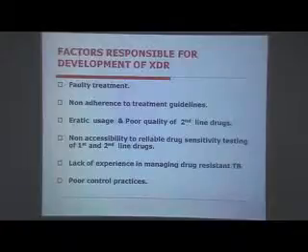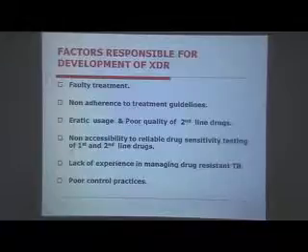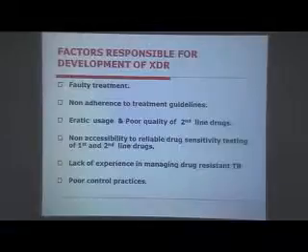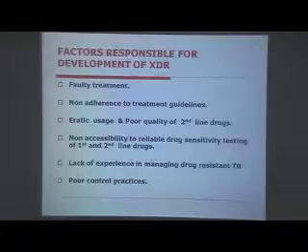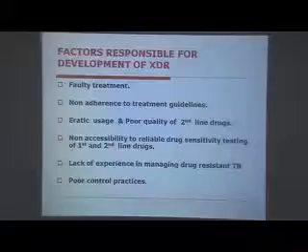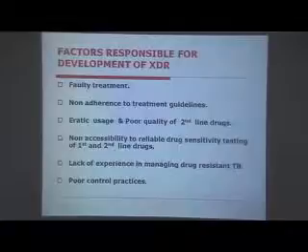So, factors responsible for development of XDR. Again, faulty treatment, non-adherence to the treatment, erratic use and poor quality of second line drugs. This is another problem in India. Most of the second line drugs come from pharma companies who don't have a proper manufacturing facility. They get raw material from other countries, and we are getting very poor quality of it. That is one of the reasons for the development of XDR.